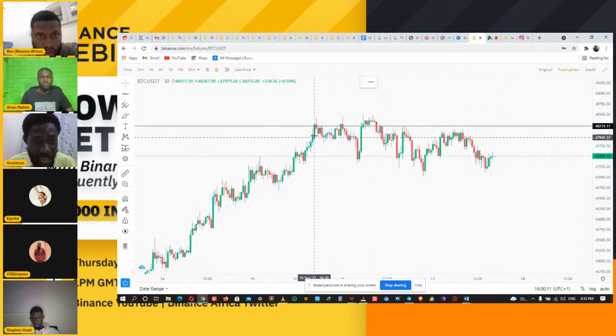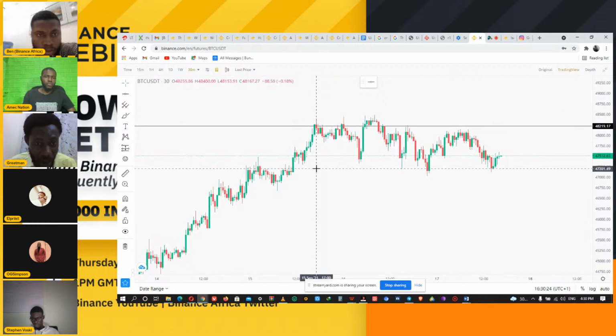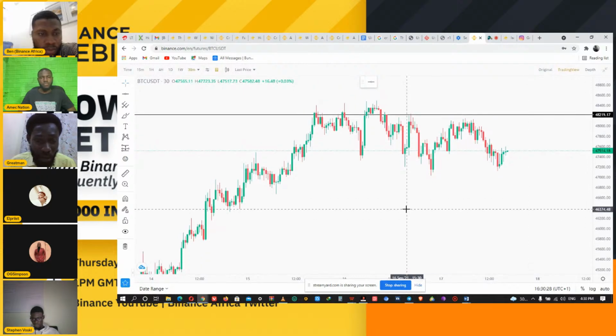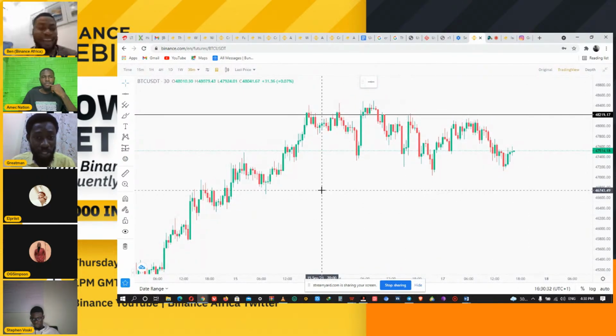Now this happens, buyers are still in full control. Now we see this particular price action, and we see this. This is actually called an evening star. In Japanese candlestick chart techniques, we have various reversal patterns. We have the morning star, the evening star, the bearish engulfing, the bullish engulfing.